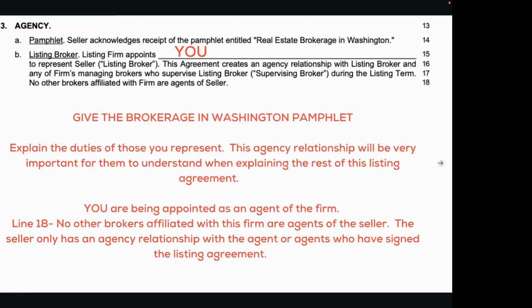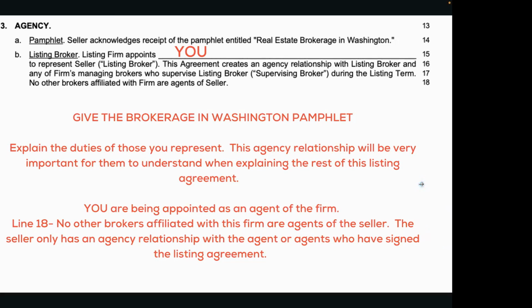Next is to give the agency pamphlet, and this is your chance to give the brokerage in Washington pamphlet to your seller. When you do this, you're going to be explaining the duties of those who you represent. This agency relationship will be very important for them to understand when explaining the rest of the listing agreement. So it's a great segue to talk about brokerage in Washington, and then it lays out buyer-seller responsibilities and duties. And then you are appointed as their agent.